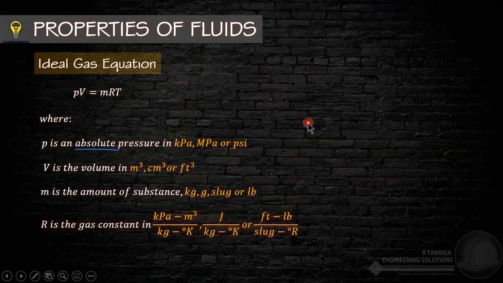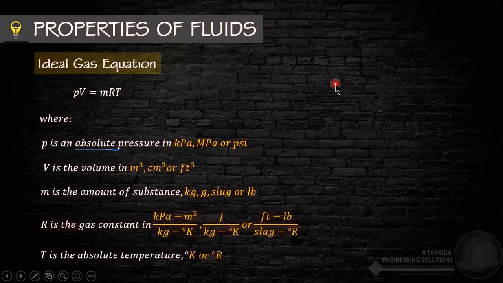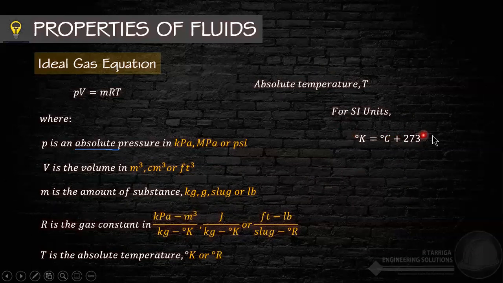And T, remember, is the absolute temperature, so degree Kelvin or degree Rankine, not just degree Celsius or degree Fahrenheit. Again, degree Kelvin or degree Rankine. Next, for absolute temperature, how do we convert degree Celsius into Kelvin and degree Fahrenheit into Rankine? There is a relationship, a sort of formula. For SI units, it is Kelvin, so degree Kelvin is degree Celsius plus 273.